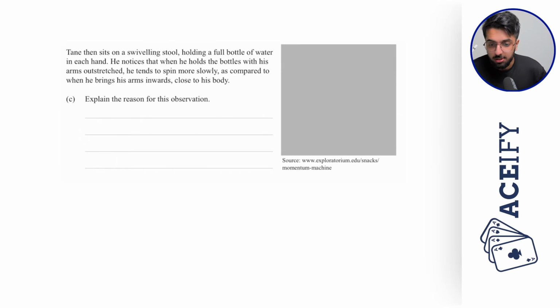Tane sits on a swiveling stool holding a full bottle of water in each hand. He notices that when he holds the bottle with his arms stretched out, he tends to spin more slowly compared to when he brings his arms inward, close to his body. Explain the reason for this observation.